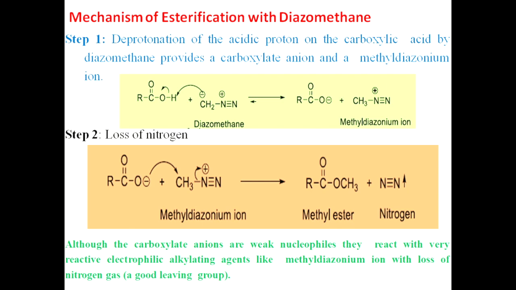Now, the mechanism of esterification with diazomethane. In this mechanism, first the carbanion of diazomethane, at CH2, abstracts the proton and the carboxylate ion forms. Then later, this carboxylate ion takes the methyl group and eliminates the nitrogen. So this is the mechanism, and it is a two-step mechanism.